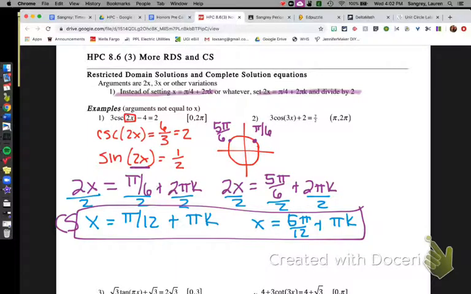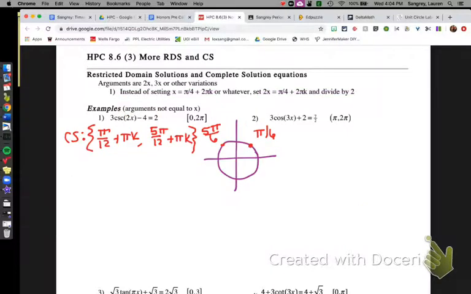Now we're going to talk about our restricted domain solution. Okay, so I reorganized my screen a little bit. I was running out of room. So what I have is I still have the complete solution, and we're going to get ready to find the restricted domain solution. There's a couple different ways that you can process this and think about this. Whatever way works the best for you. You can use your calculator, or you can make sure you have common denominators, adding fractions, whichever you prefer.